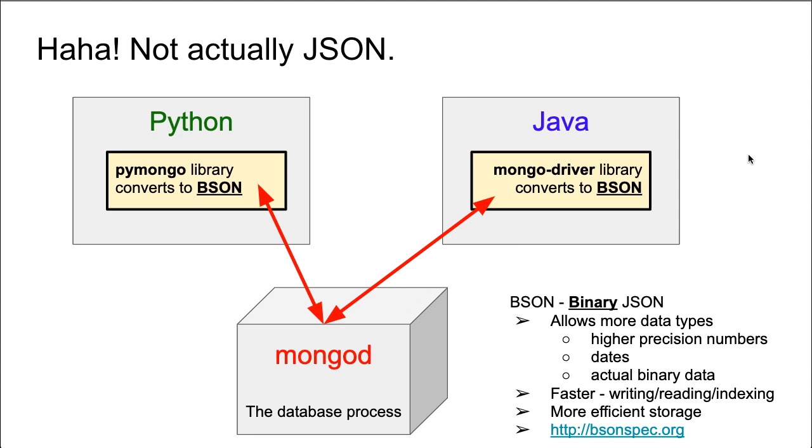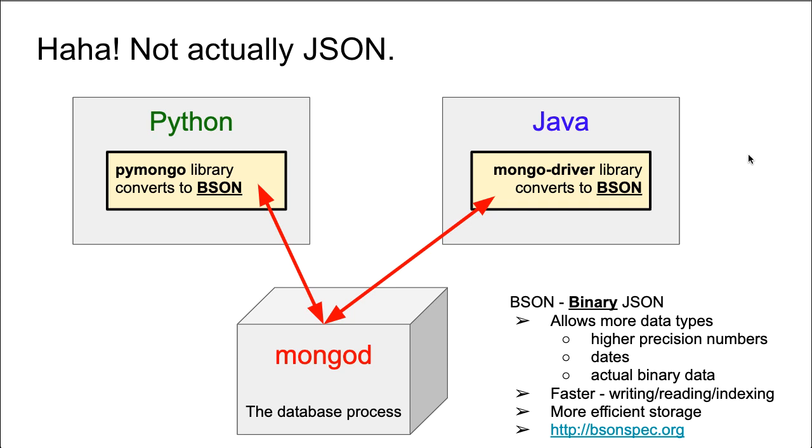So behind the scenes, when you are communicating with your Mongo database, everything is going to be converted to binary to do the communication. It's just a lot faster. When you do searches, binary is obviously a lot faster than trying to do text-based searches. The storage is more efficient.